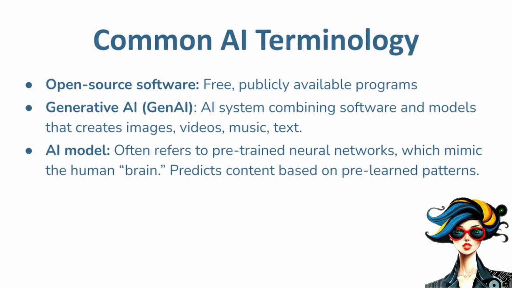So, some common terminology. For anyone who does not know what open source software refers to, that refers to free, publicly available programs for anyone to install and use. When we refer to generative AI, we're referring to an AI system that combines both software and models, which whip up content like images, videos, music, or text. That's important to know because when we install our AI software, you will definitely need both software and model. So what is an AI model?